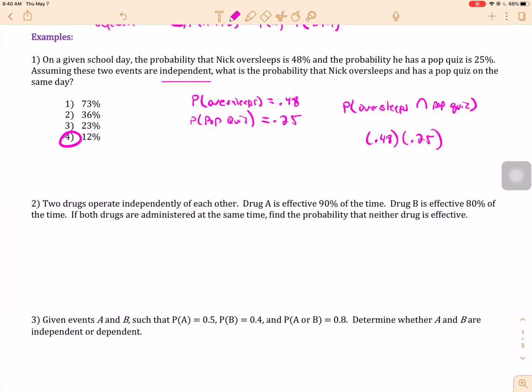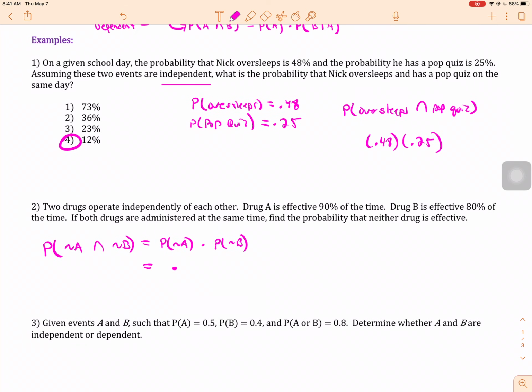Two drugs operate independent of each other. One does not affect the other. So drug A works 90% of the time and drug B works 80% of the time. If both drugs are given, what's the probability that neither drug is effective? So the probability of not A and not B. Well, since they are independent, that's just the probability of not A times the probability of not B. And not in this case means they don't work. So the probability that drug A doesn't work is 0.1. The probability that drug B doesn't work is 0.2. That gives 0.02. So you have a 2% chance that both drugs don't work.